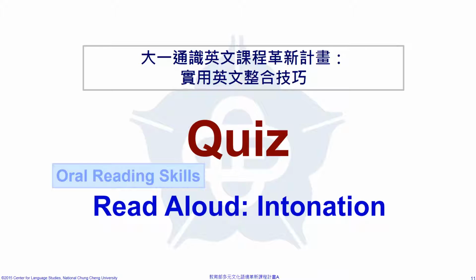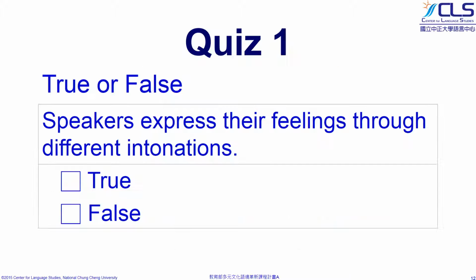Now, let's try to practice what we have learned. Quiz 1. Please read the statement and choose true or false. Speakers express their feelings through different intonations. The answer is true.